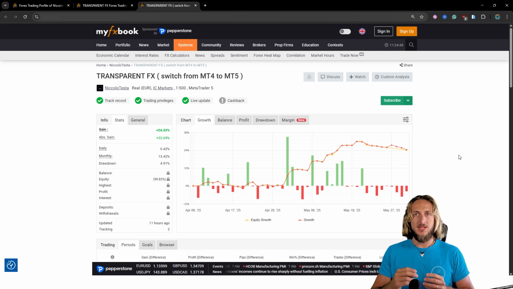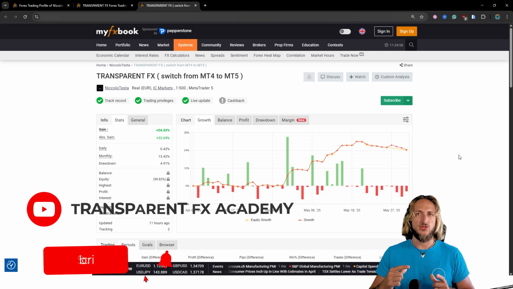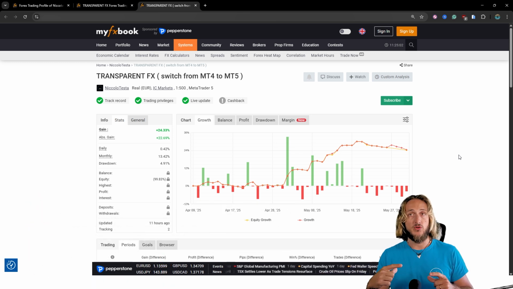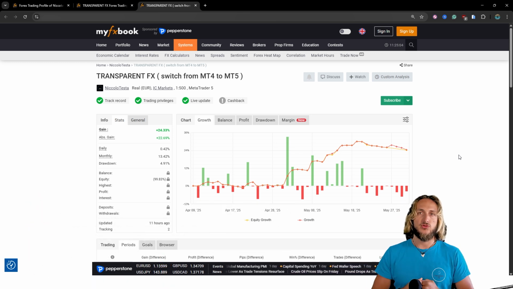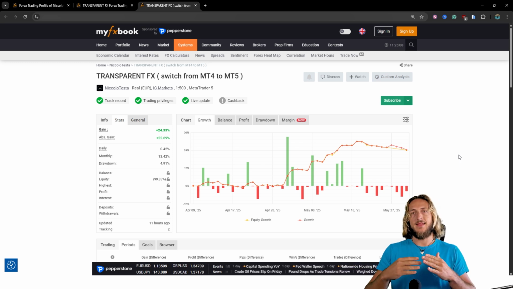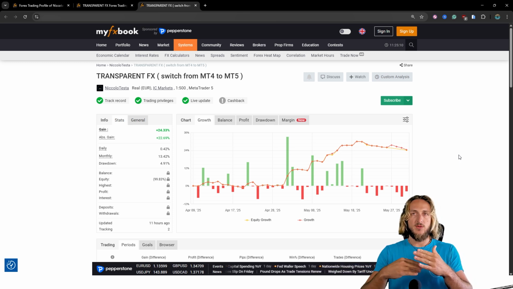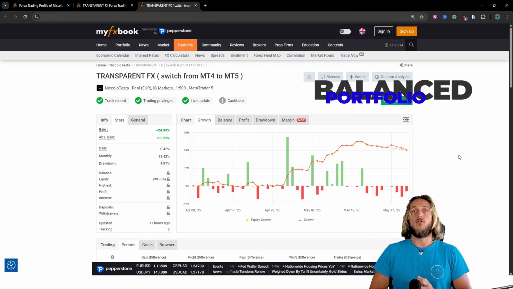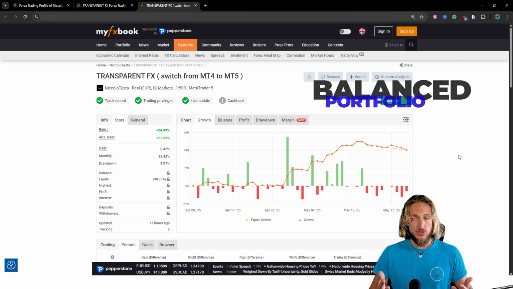When EUR/USD is trending, the trend following strategy will be performing very well, but the range trading strategy will be performing poorly. Then when EUR/USD enters a range, the range trading strategy is performing very well, and the trend following strategy is underperforming. And when one is performing well, the other one is underperforming. This smoothens out the equity curve of a portfolio of strategies.